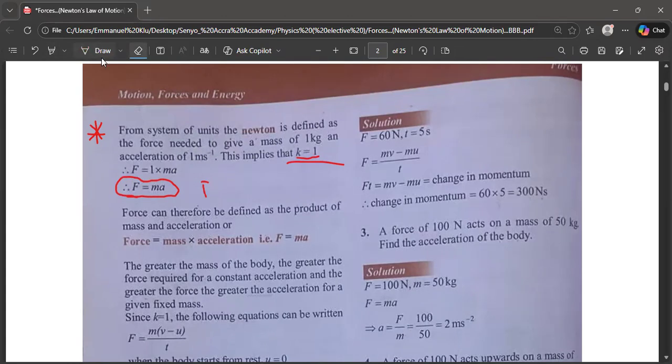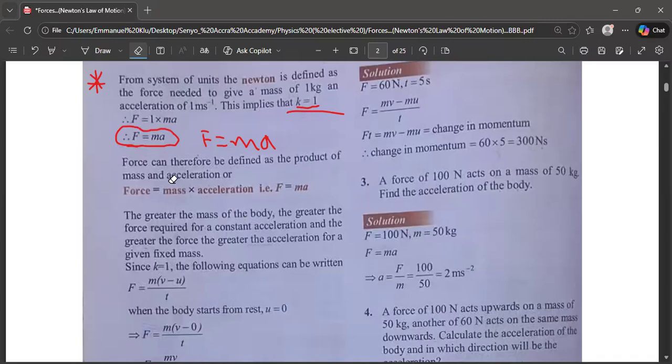I can tell you to come and prove the formula. Force is equal to mass times acceleration, from Newton's second law of motion. You should be able to do that. If you look into your past questions, it is an examination question. It has been asked before. So you have to just know that from the system of units, the Newton is defined as the force needed to give a mass of 1 kg an acceleration of 1 meter per second squared. That implies that your k is equal to 1. So I believe you should be able to prove this.